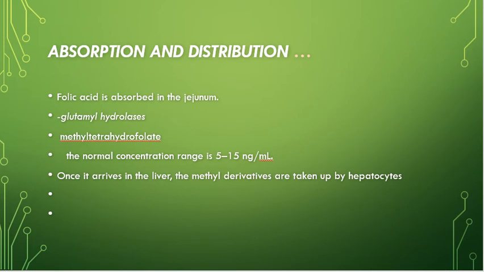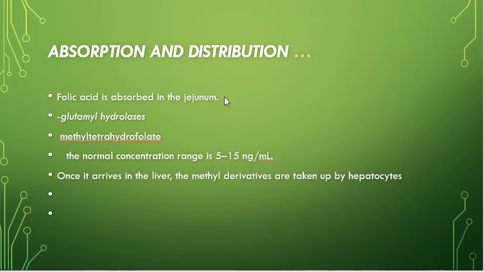Absorption and distribution of folic acid. Folic acid is absorbed in the jejunum, in the intestinal lumen, but all except one of the glutamyl residues are removed by hydrolysis prior to the absorption. This is achieved by the gamma-glutamyl hydrolase. Following the absorption, folic acid is transported in the blood by the beta globulins.